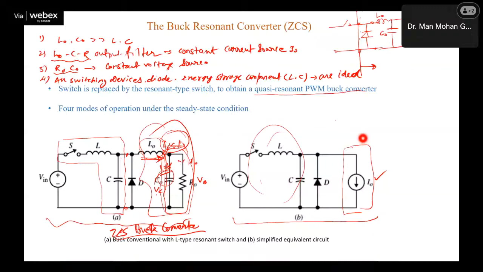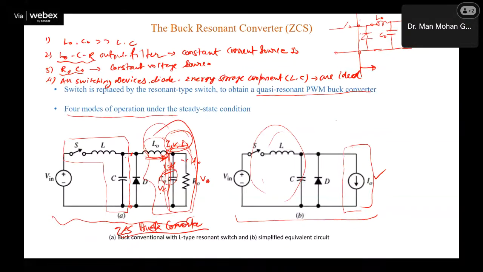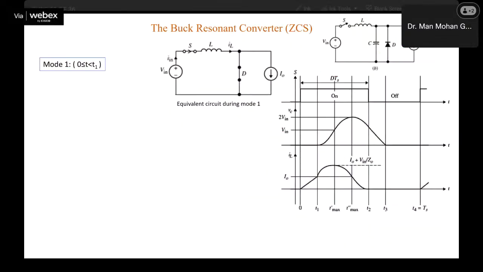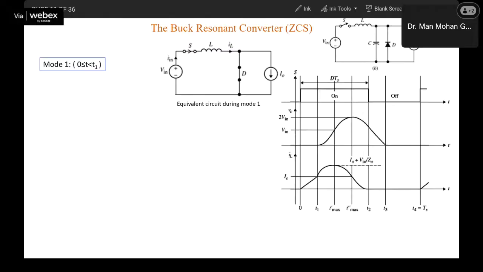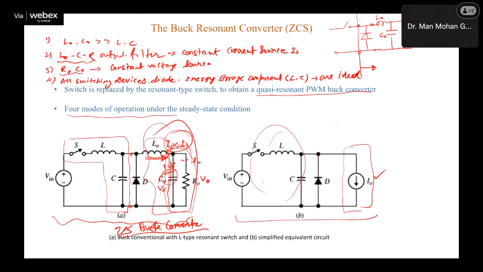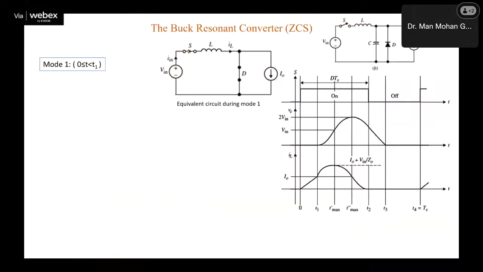So in this case, there will be four modes of operation. Let us see what are the different modes of operation. Now we will examine this circuit. So remember which circuit we were having. This capacitor is there, this diode is there, then this. So we will be examining this circuit now. This is mode one.